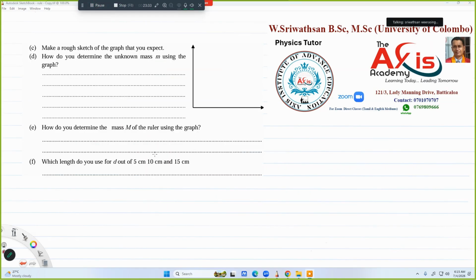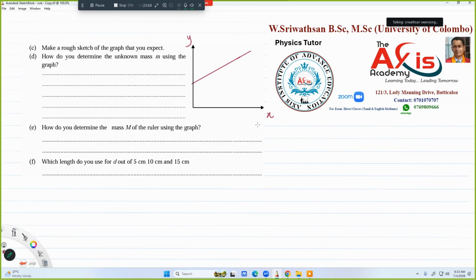Right. Make a rough sketch of the graph. Since the format of the graph is y equals mx plus c, and the gradient is positive, the pattern should be like this. This graph should make an acute angle to the x-axis. Right? How do you determine the unknown mass m?